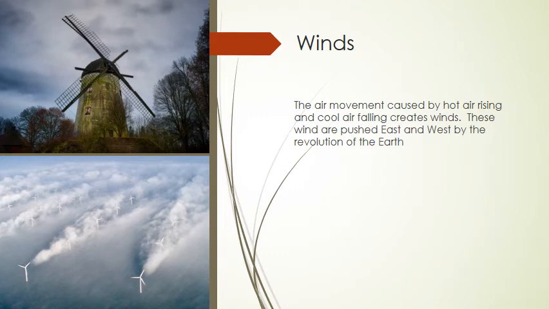Now, the air movement caused by hot air rising. Whenever hot air rises, other air has to come in and fill that space. So air is going up, other masses of air fill in the space, and as that air moves in to fill the space, that causes wind. So these winds end up being pushed to the east and the west based on the revolution of the Earth.